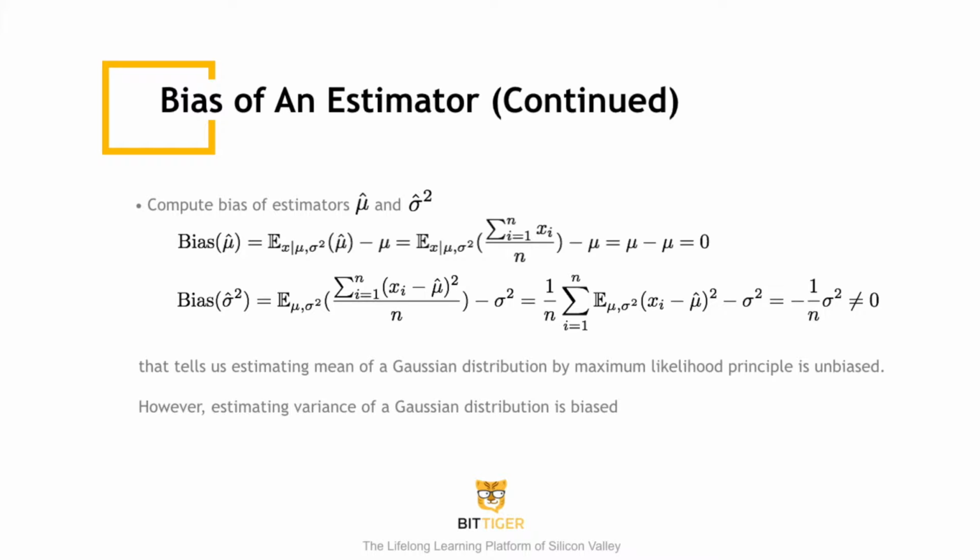We compute the bias of estimators mu hat and squared sigma hat and get that the bias of mu hat equals 0 and the bias of squared sigma hat equals squared sigma over n, which is not equal to 0. These results tell us that estimating the mean of a Gaussian distribution by the maximum likelihood principle is unbiased. However, estimating the variance of a Gaussian distribution is biased.